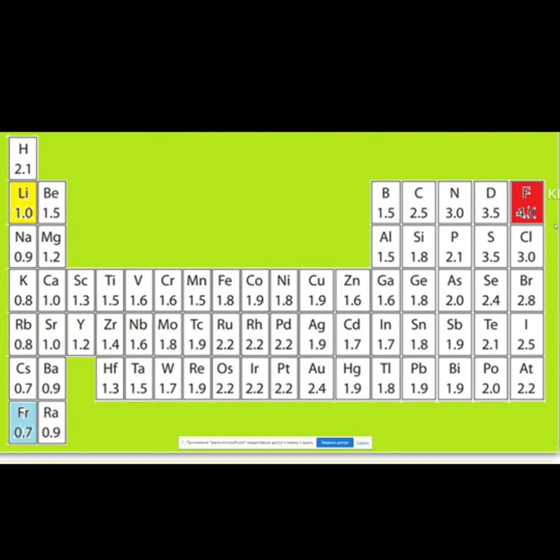The least electronegative or the most electropositive one was francium, also cesium. Cesium and francium, these 2 have electronegativity 0.7. So lithium is 1, fluorine is the strongest, and francium, the weakest, is 0.7. So in this direction, from down to upside, and from left to right, electronegativity increases.